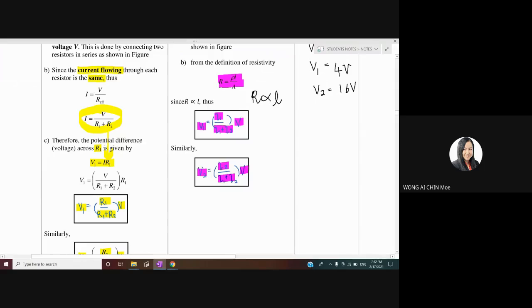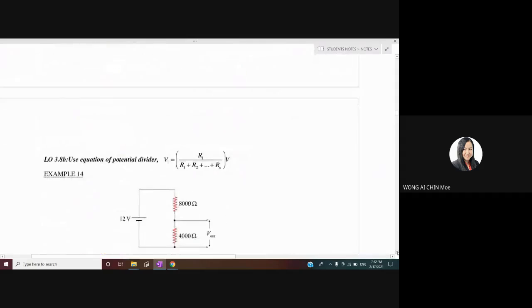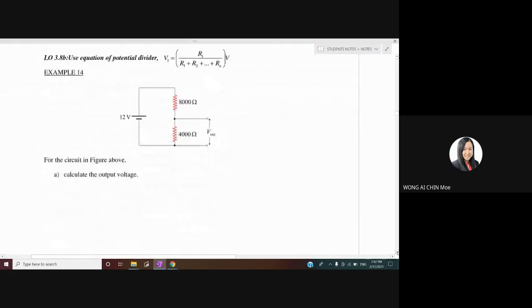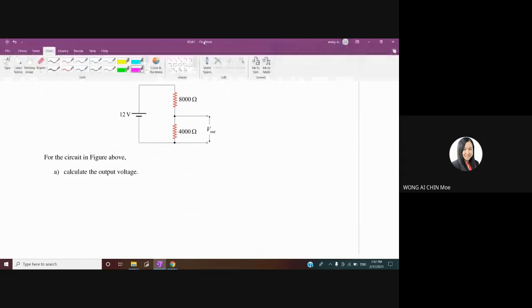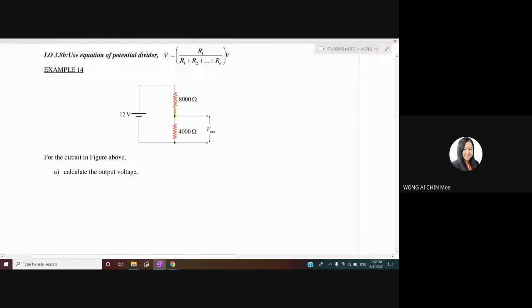Okay, so we try an example. Example 14. Example 14 is very clear. We have two loops. The first loop is the big one. This is the big one. So 12 volt is distributed to 8,000 ohm and also 4,000 ohm.